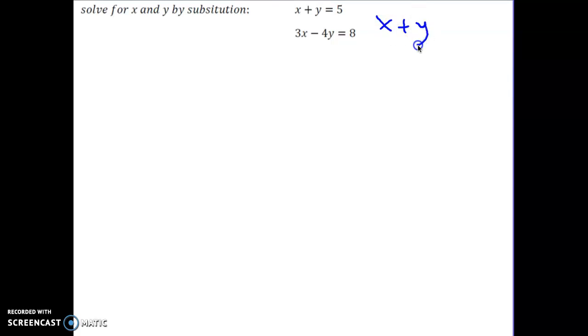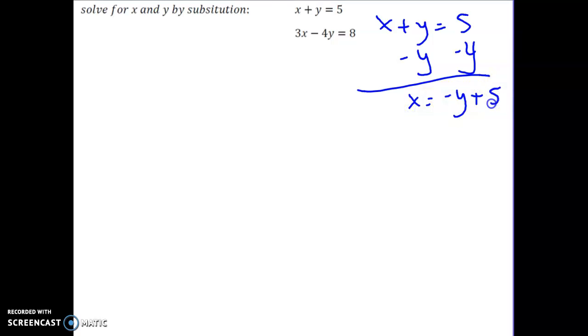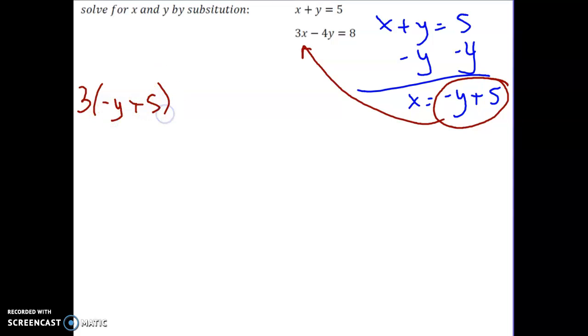Copy this down over here where I can work with it. Subtract y from both sides. I get x equals negative y plus 5. Now if you remember from when we did substitution, x is the same thing as negative y plus 5. So I'm going to take that and substitute it in for x in the other equation. That means I'm going to have 3 times negative y plus 5. I'm replacing x with negative y plus 5 because they are the same thing. All right, let me write down the rest of my equation.